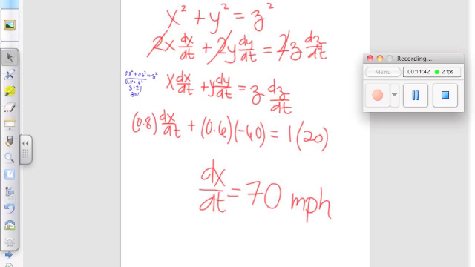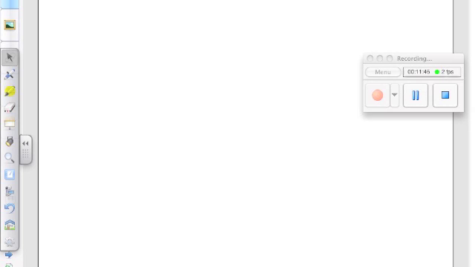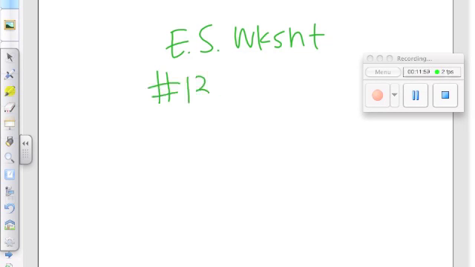Good. So now what I would like you guys to do is try exercise number 13. So the second part of your exit slip is this worksheet number 13. Good luck.